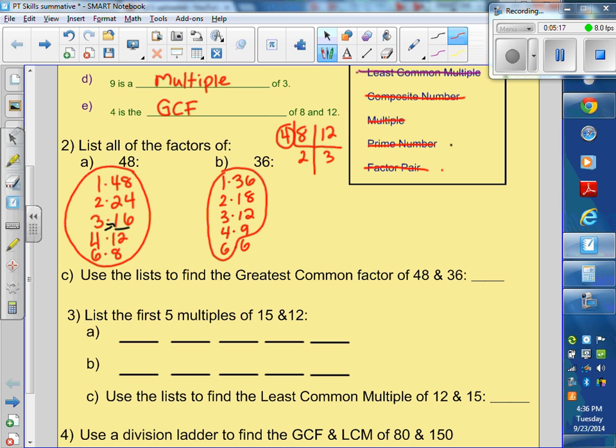Now, part C says use the lists. So use these lists to find the greatest common factor of 48 and 36. So just scan through the list and find the number that's in both. 18 is not in both. 24 is not in both. 36 and 48 is not in both. 16 is not over here. 12 is both here and there. So 12 works. You can check it if you want with the ladder, if that helps you.